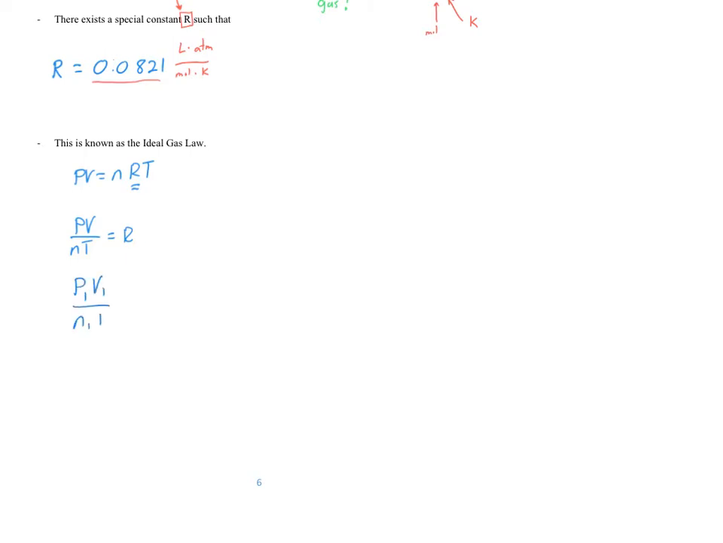If we had initial pressure and initial volume, initial moles and initial temperature, and we divide those, we would end up with R. But similarly, if we had a different pressure, a different volume, a different number of moles, and a different temperature, it still has to equal that same constant. That's because R is always a constant. So we might have initial conditions on the left that are equal to R, and final conditions on the right that are also equal to R.